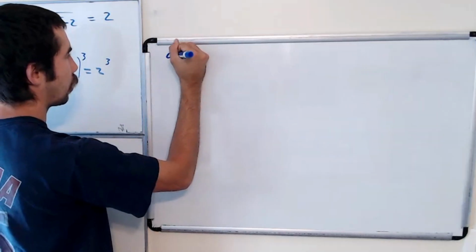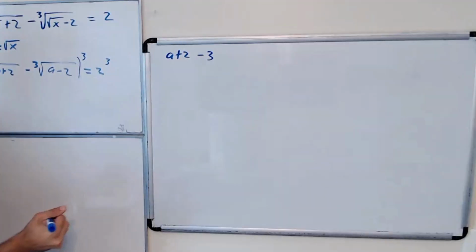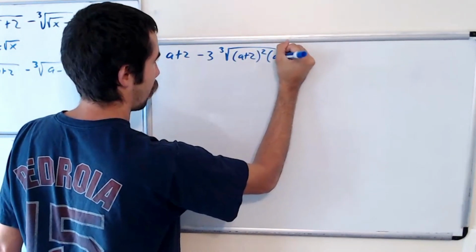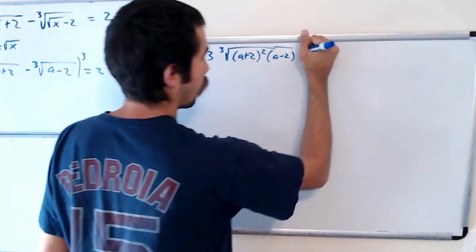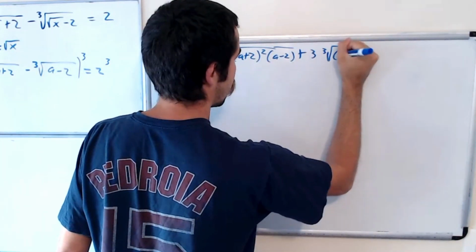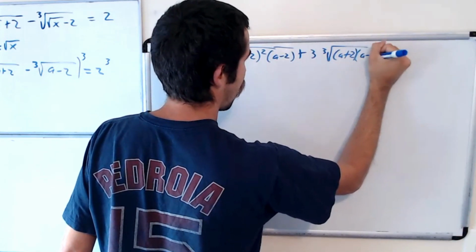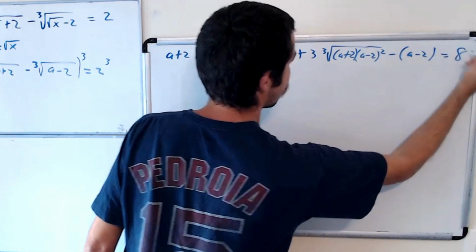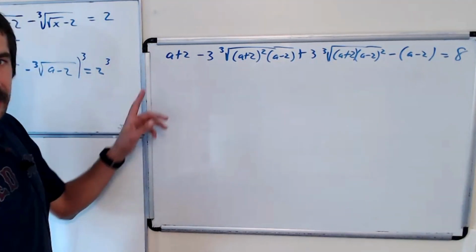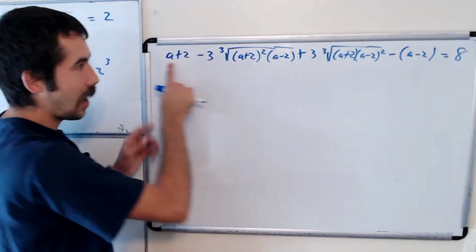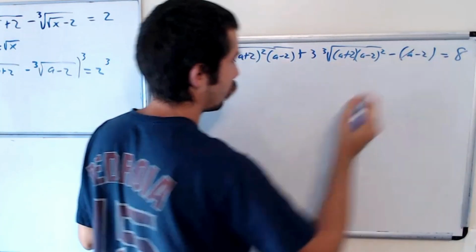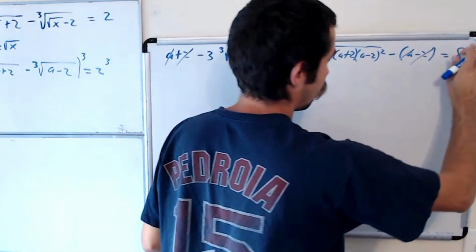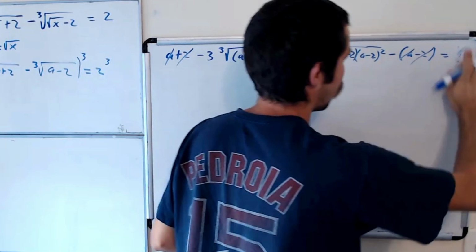So when you cube both sides, you get a plus 2 minus 3 times the cube root of (a plus 2) squared times (a minus 2), plus 3 times the cube root of (a plus 2) times (a minus 2) squared, minus (a minus 2) is equal to 8. Okay? And now let's cancel out whatever we can cancel out. So a minus a cancels, and 2 minus negative 2 is 4, and let's bring it to the other side. And so we subtract over 4, so it's 8 minus 4, which is 4.